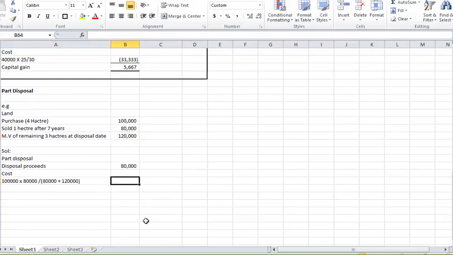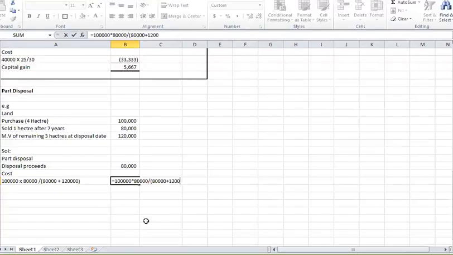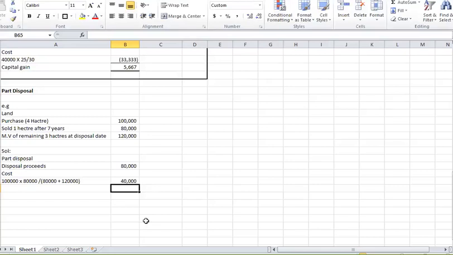So let's apply this formula over here as well. Equal to 100,000 pounds multiplied by selling price, which is 80,000 pounds, divided by bracket start, once again selling price, plus market value of remaining asset, which is 120,000 pounds, bracket, which is 40,000 pounds.